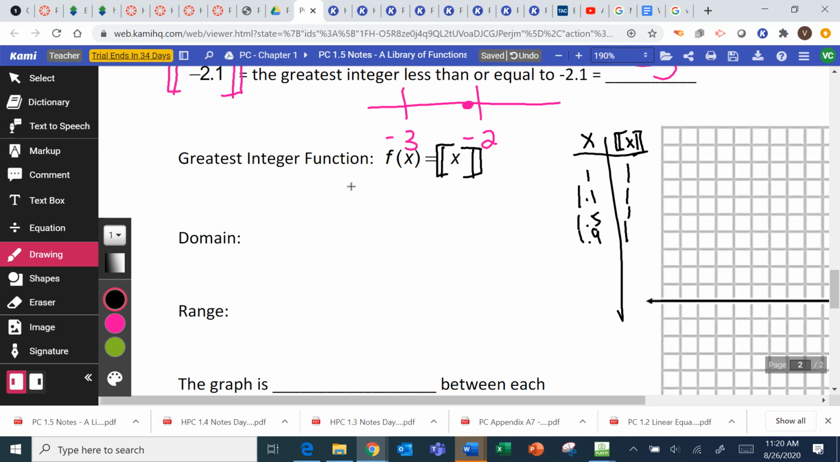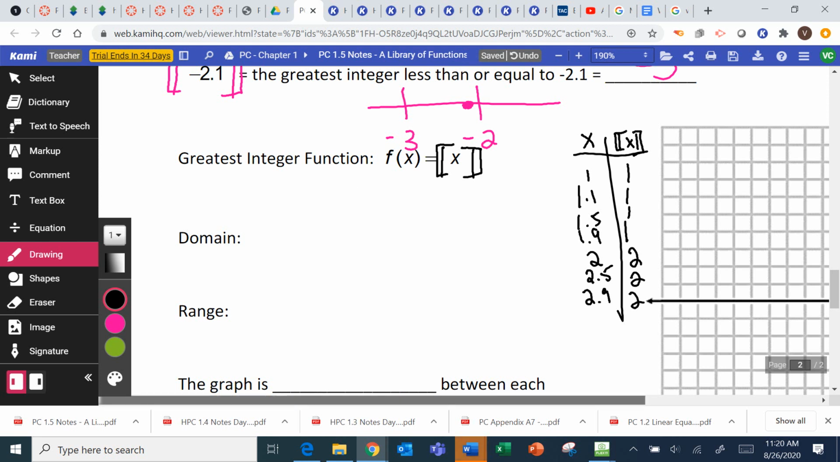What's the number that's going to make it change? As I'm going from 1 and counting higher, what's the next number that's going to make it change? 2. When I go to 2, that one is an integer, so the output would be 2. If I input something like 2.5, it goes all the way down to 2. If I input 2.9, it goes all the way down to 2. And then this pattern is going to continue.